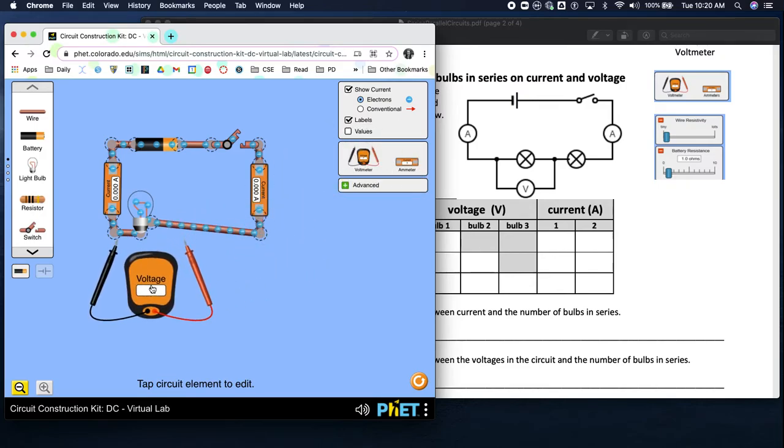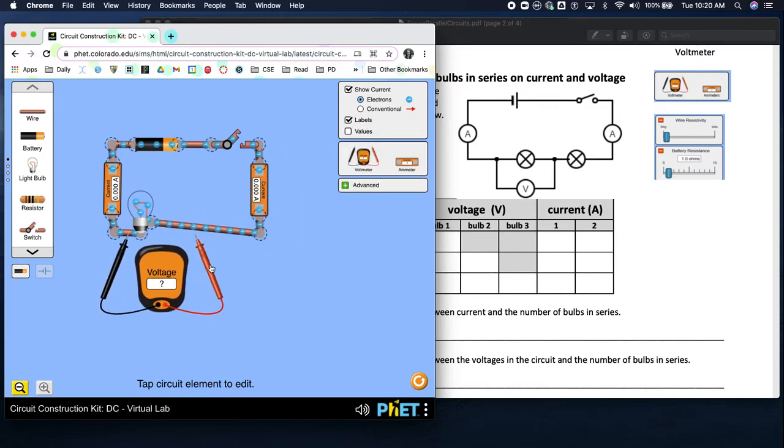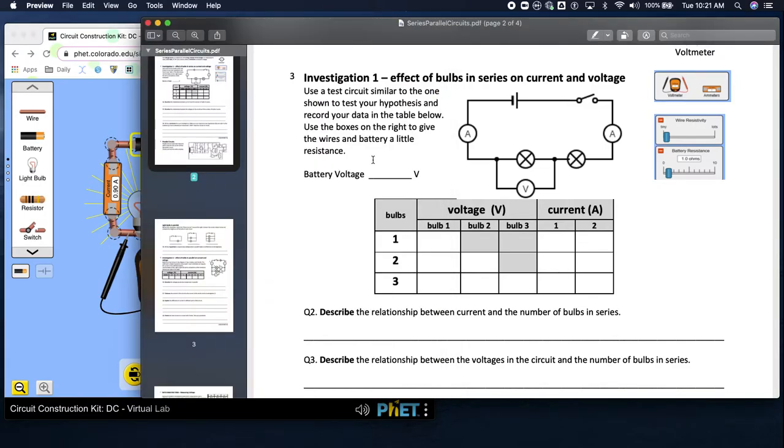Now I need my voltmeter. I'm gonna set it up here and here. All right, I should have 0 volts because it's not turned on. So now I'm gonna turn it on. What voltage is your battery? If you click on your battery, it should show your voltage, 9 volts. So that's gonna go right there, 9 volts, all right?